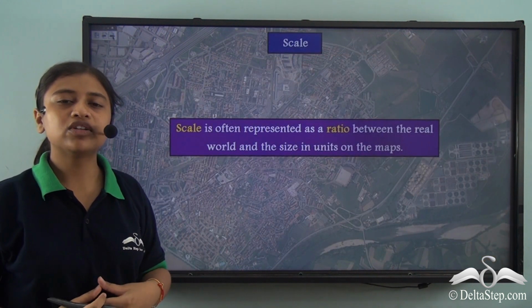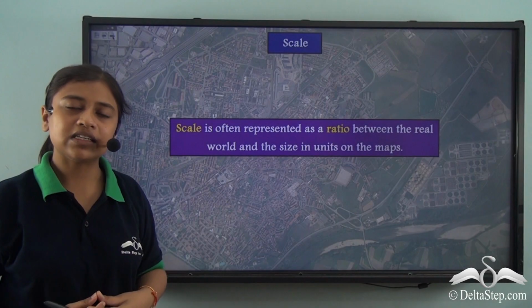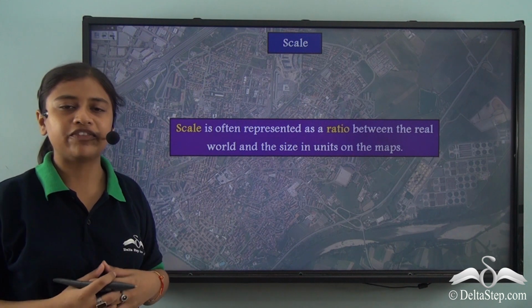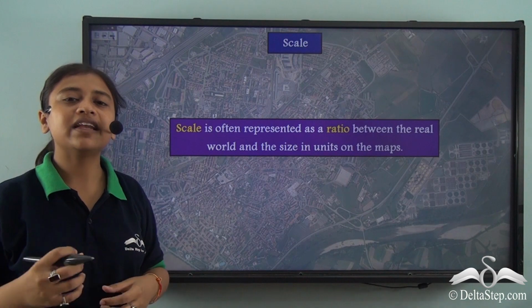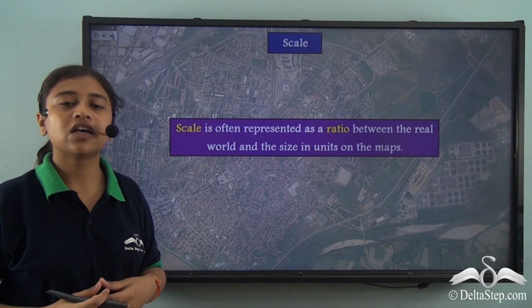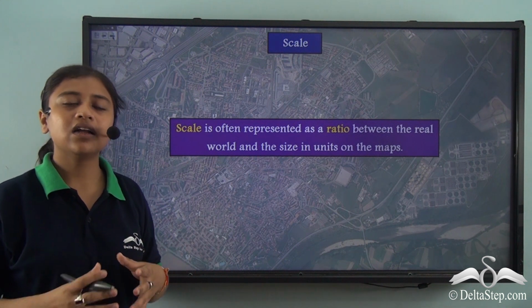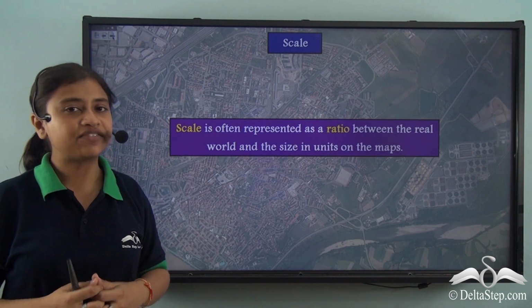Now let us move on to another important factor related to topographical maps, or the study of the representation of geographical features, and that is scale. Scale is a very important tool that helps us draw and understand a given map. So what exactly is a scale and how do we define it?